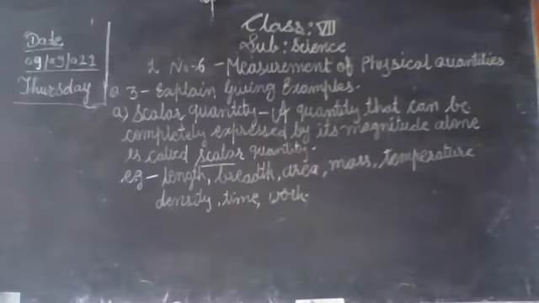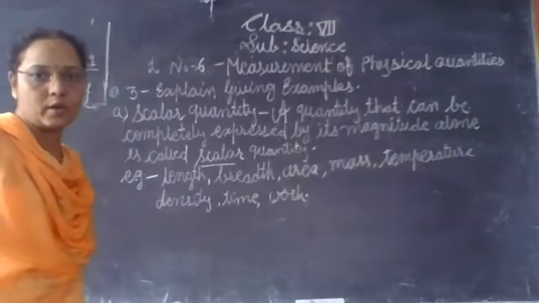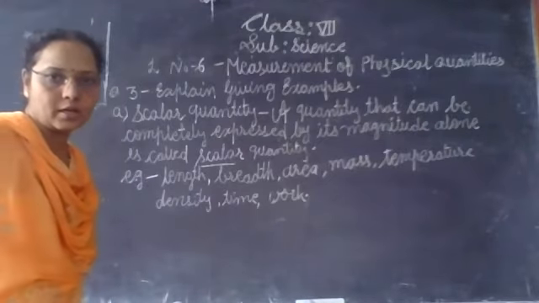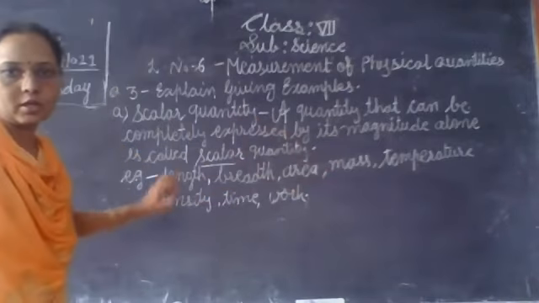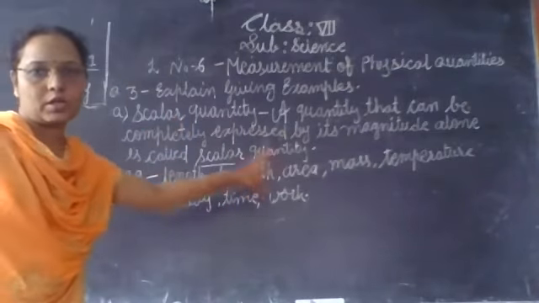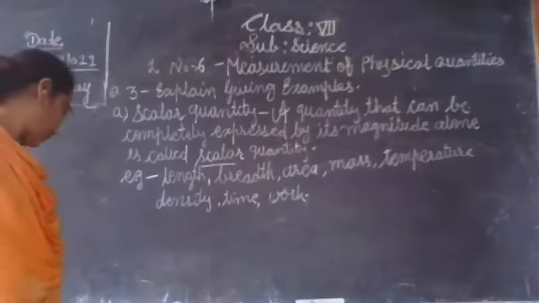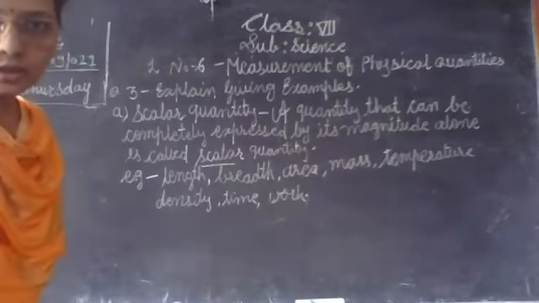Okay, a quantity that can be completely expressed by its magnitude alone is called scalar quantity. Length, breadth, area, mass, temperature, density, time, work, these are some scalar quantities. Okay. Then vector quantity, write down.